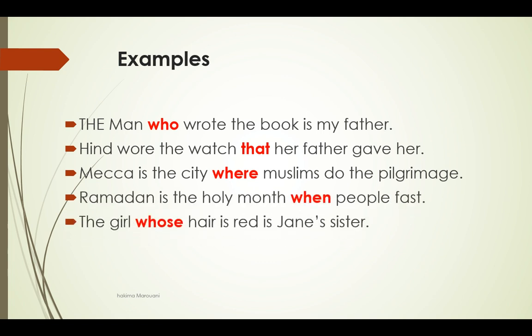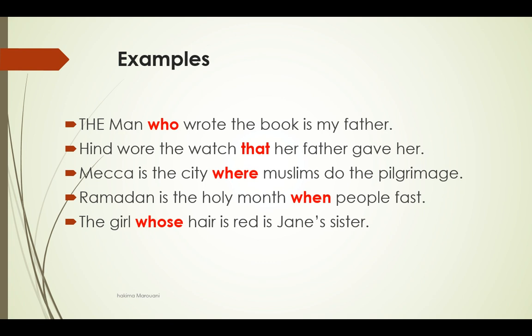The man who wrote the book is my father. Hind wore the watch that her father gave her. Mecca is the city where Muslims do the pilgrimage. Ramadan is the holy month when people fast. The girl whose hair is red is Jane's sister.